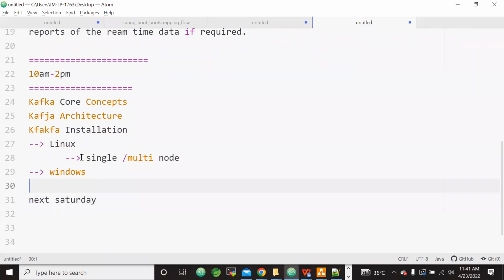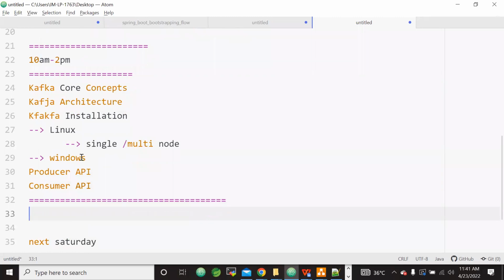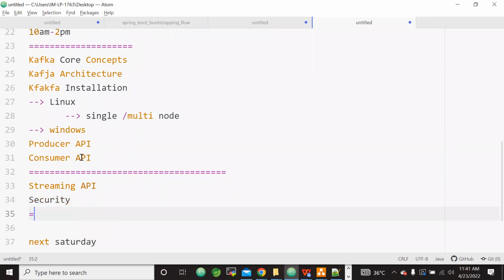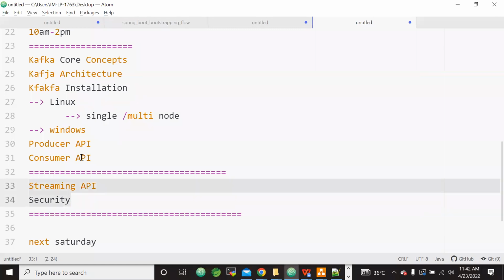After Kafka installation is done, we will see the producer API and integrate this producer API with our Spring. Then we will see the consumer API and integrate it. Then we will see the end-to-end flow. Next weekend, we will work on the streaming API and then security. So tomorrow and then next Saturday; by next Saturday, streaming and security will be completed.